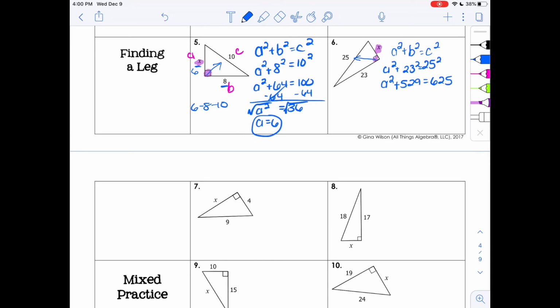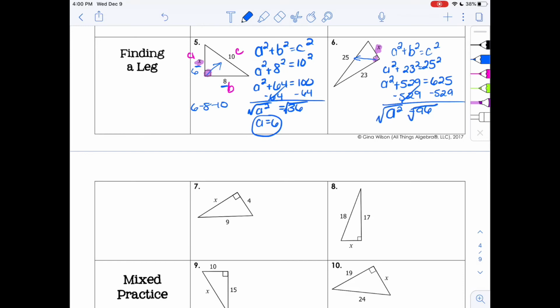And remember, our goal is to solve this equation, is to isolate that A. So we're going to start by subtracting 529 from both sides. We're doing the opposite. So A squared equals 96. I'm not done. I have to get rid of the squared. And the opposite of squaring is to find the square root.